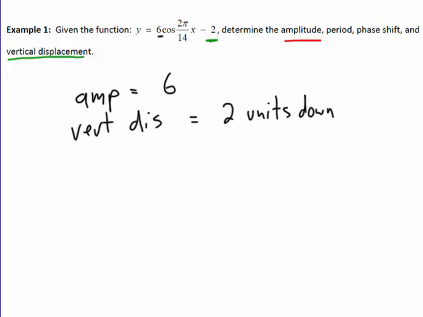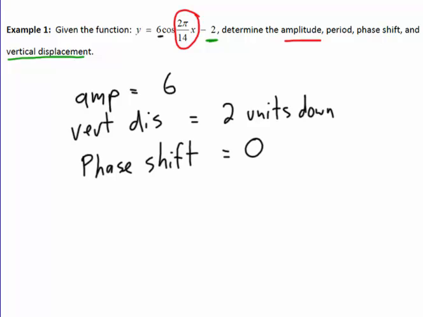Well, let's look at the phase shift. And actually, the phase shift is pretty easy here because we only have an x term. There's no bracket, so there's only an x term with the cosine. And that tells us that the phase shift doesn't exist. The phase shift is 0. There is no translation left or right.